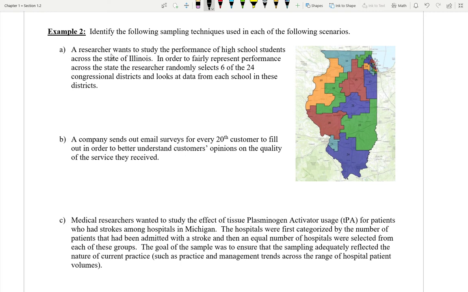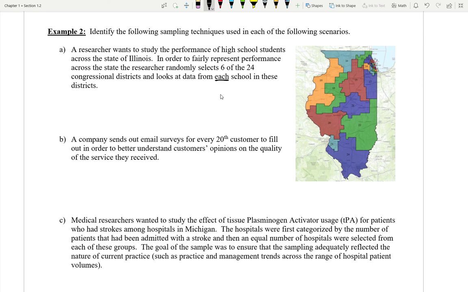So, part A. A researcher wants to study the performance of high school students across the state of Illinois. In order to fairly represent performance across the state, the researcher randomly selects 6 of the 24 congressional districts and looks at data from each and every school within those districts. Okay, so you can see here I have a little map of Illinois laid out with the different districts. And so we know here that the researcher is selecting 6 of those 24 groups and then surveying each and every school from those districts.